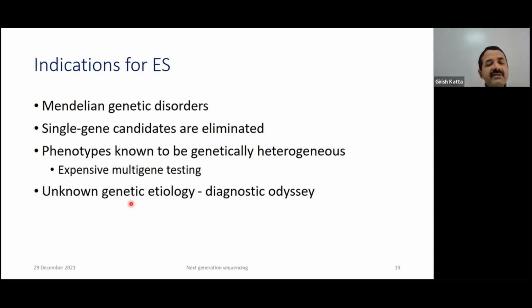Or whenever the phenotypes are known to be genetically heterogeneous and multi-gene panel testing is very expensive. Or any disease you think is genetic or probably genetic, then it helps in ending the diagnostic odyssey, where you do not have any clue for diagnosis. That is another place where you can do exome sequencing.